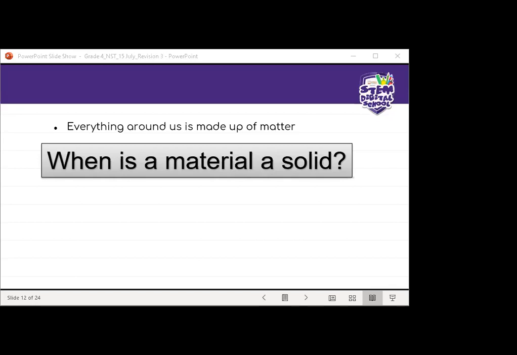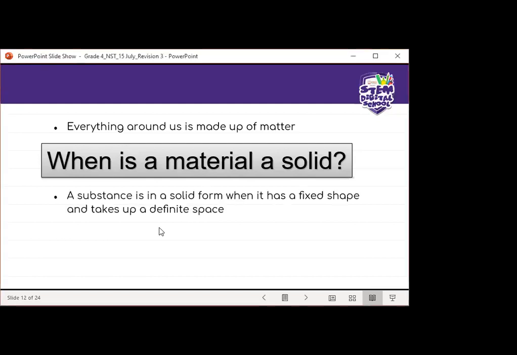Okay, so thank you very much for those examples, Meninje. I hope you guys have followed what Meninje was saying. Let us go back to when is a material a solid? Firstly, a substance is in a solid form when it has a fixed shape and takes up a definite space. It is very important to note that it has a fixed shape. Meninje spoke about a hammer, which we can also consider a solid, and about ice, which is also a solid.